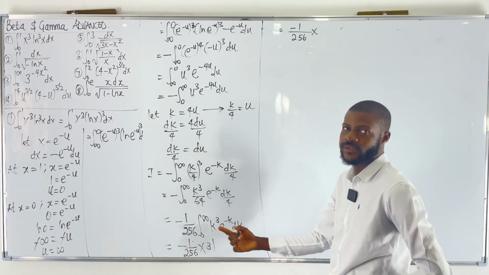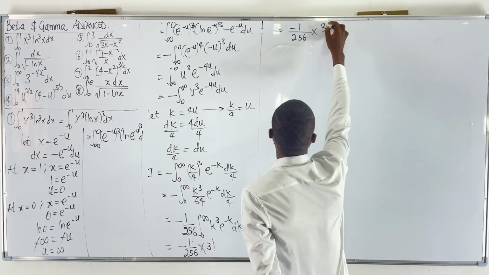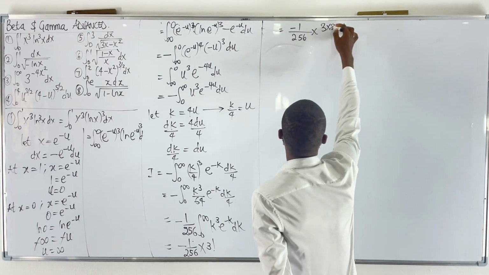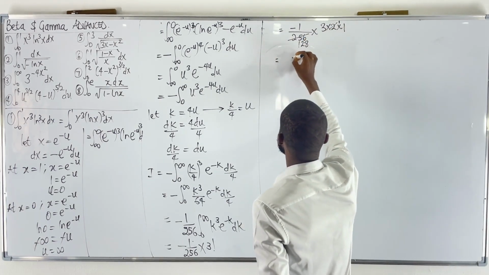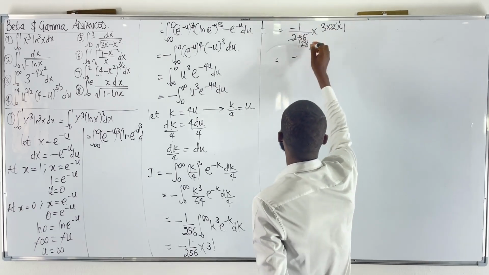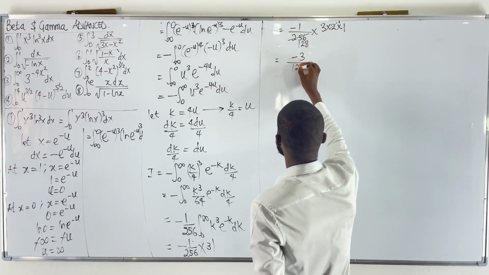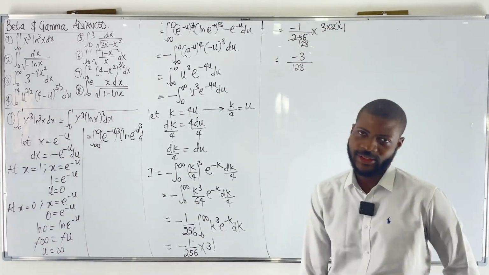Or you could say 3 times 2 times 1. So the 2 here is 1, and 2 into this is 128. So this is minus 1 times 3, that's 3 over 128. That looks like a lot.